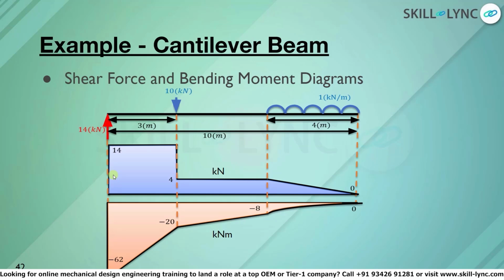If we now combine the shear force and bending moment diagrams for the cantilever beam, we can say that shear force is completely positive within the given region, and bending moment is completely negative within the given region. We have to take note that shear force is depicted in kilonewton while bending moment is depicted in kilonewton meter.